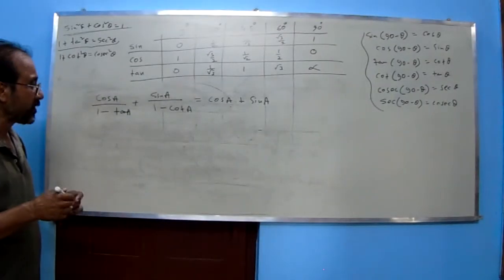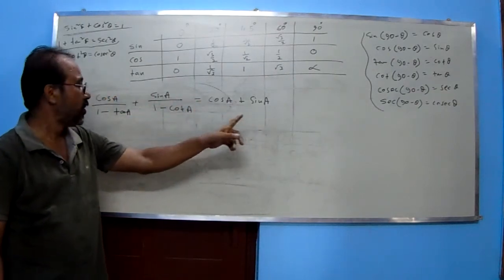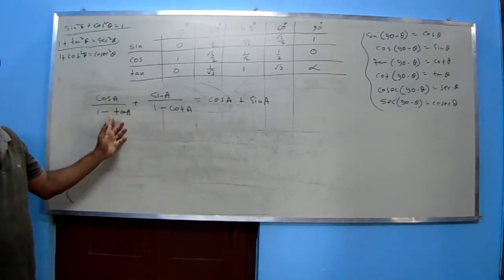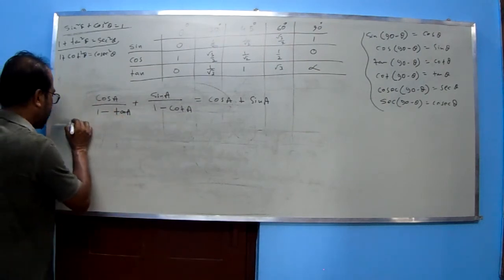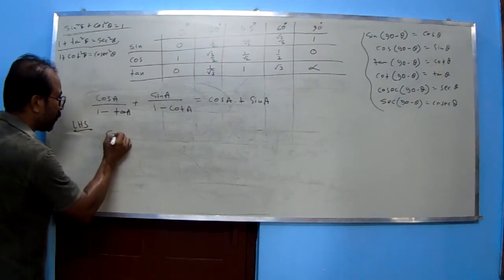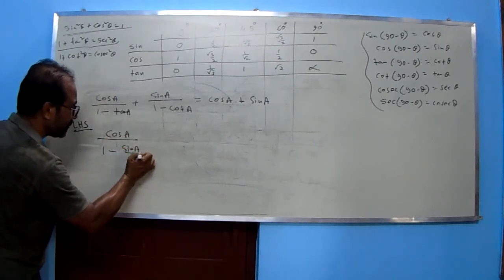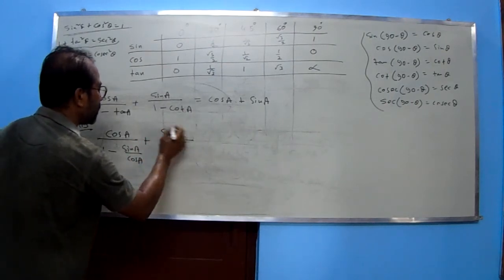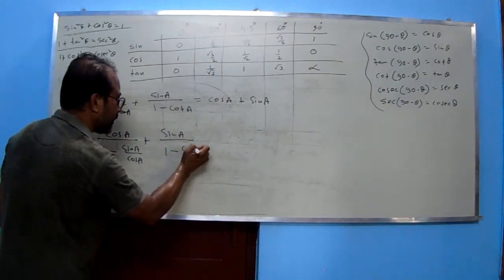So again, how can it be derived? LHS is like this, RHS is cos a plus sin a. In the RHS there is no presence of tan and cot, so from the LHS tan and cot are to be abolished. How? In the LHS, cos a remains as cos a divided by 1 minus tan a, and tan a I can write as sin a by cos a, plus sin a, it is like that only, 1 minus cot, which is the reverse of tan, so it is cos a by sin a.